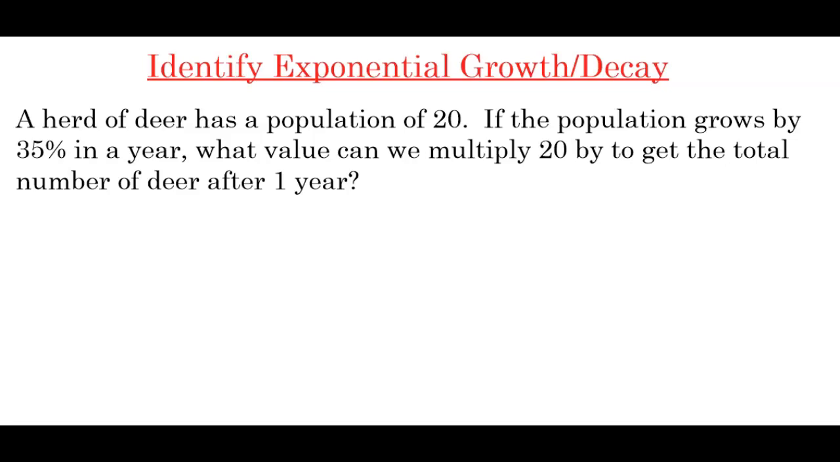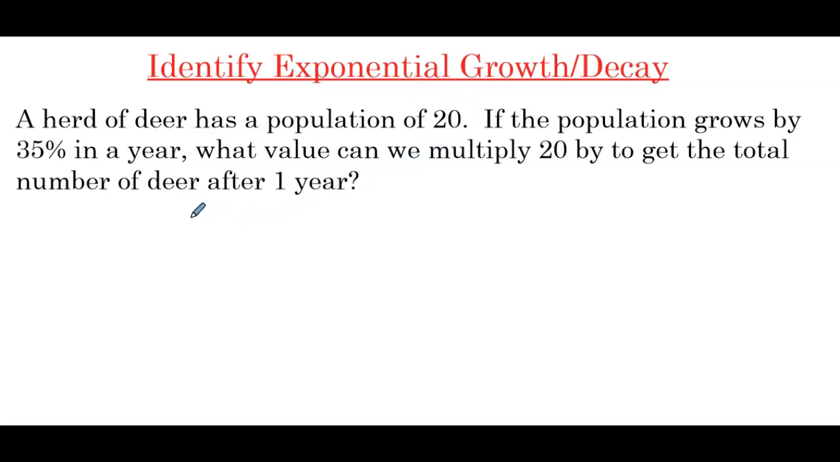Starting us off, a herd of deer has a population of 20. If the population grows by 35% in a year, what value can we multiply 20 by to get the total number of deer after 1 year? Okay, so we have exponential growth here. The population is growing by 35% in a year, and our initial population of deer is 20.